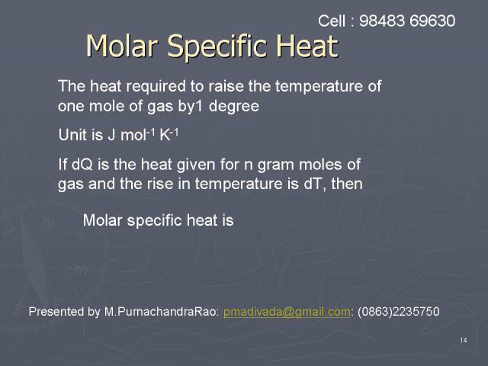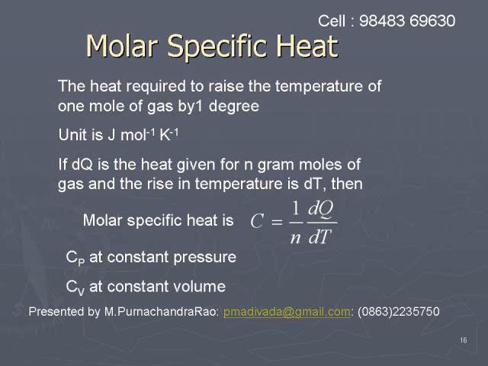If dq is the heat given for n gram moles of a gas and the rise in temperature is say dT, then molar specific heat C is given by 1 by n into dq by dT. If it is at constant pressure, then it becomes Cp. If it is at constant volume, then it becomes Cv.